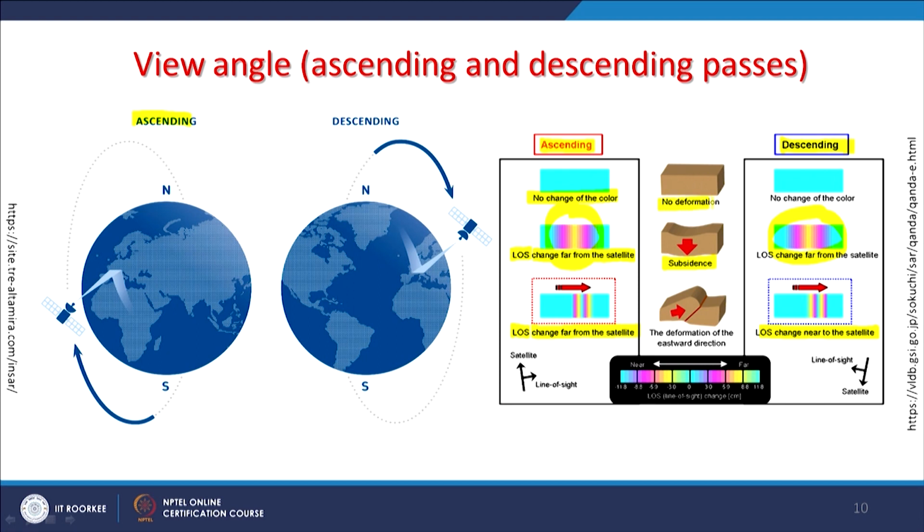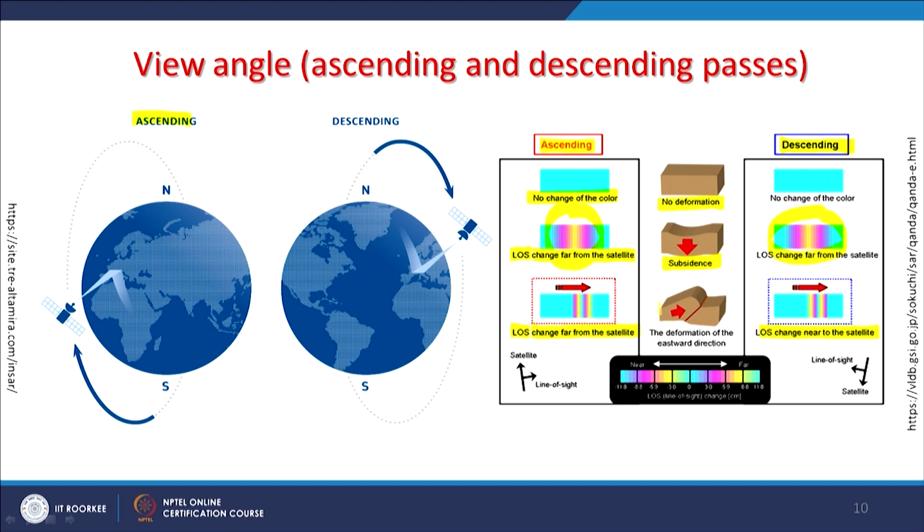So, no deformation, no fringe, no change in color. With some subsidence or deformation, I will see a big fringe in both cases, and it is very difficult to see any changes due to ascending or descending mode.